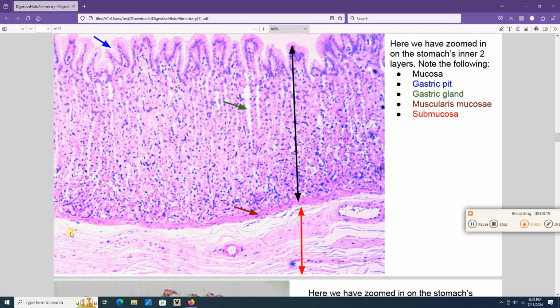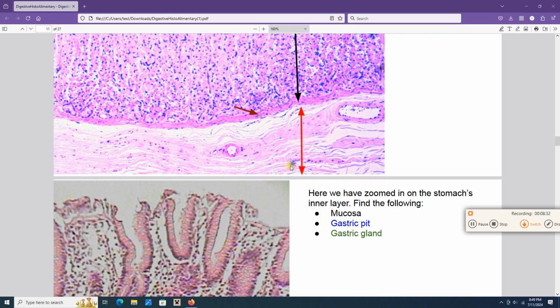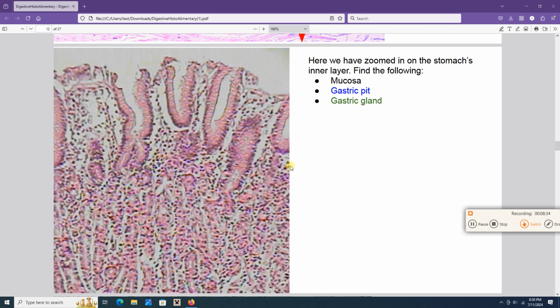And then outside of it, I got my submucosa. I see a little artery in there, another blood vessel over here. Cool. So now we're zooming in on just the mucosa of the stomach again. There's that gastric pit. Any space deep down here would be a gastric gland. There's that simple columnar epithelium.